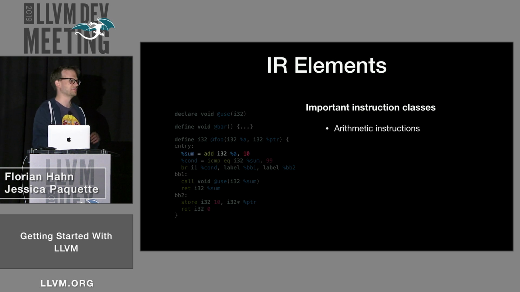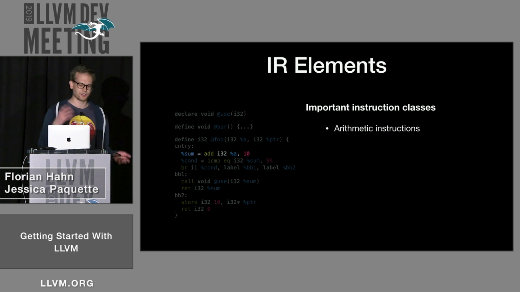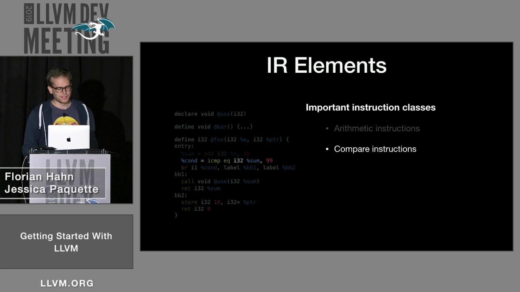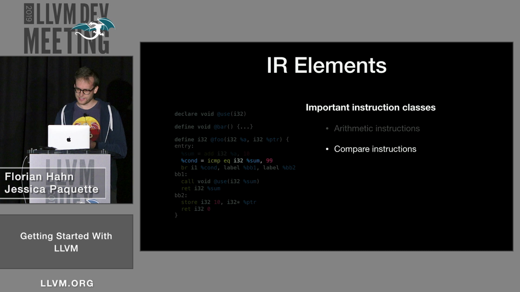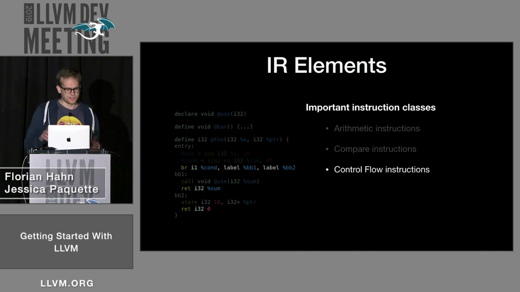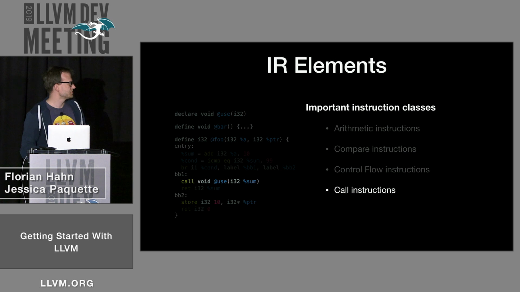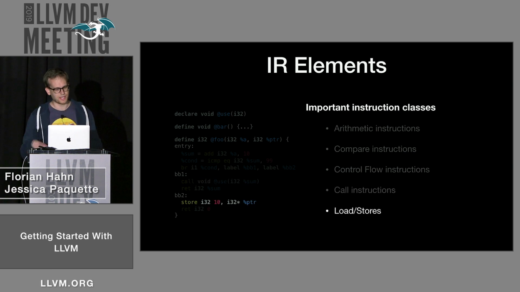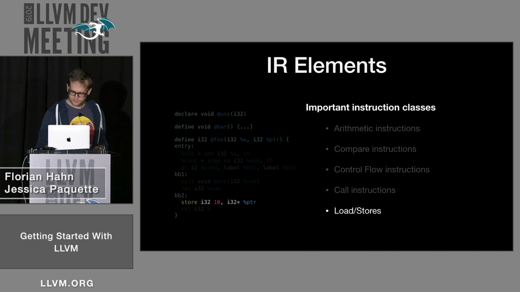Of course, there are a bunch of arithmetic instructions, so add, sub, multiply, both for integer and floating point, for example. There are various compare and conditional instructions, like integer and floating point compares with various predicates. There are various control flow instructions, like conditional branches, regular branches, returns, and so on. Call instructions, so you can do direct and indirect function calls. And the load and store instructions.